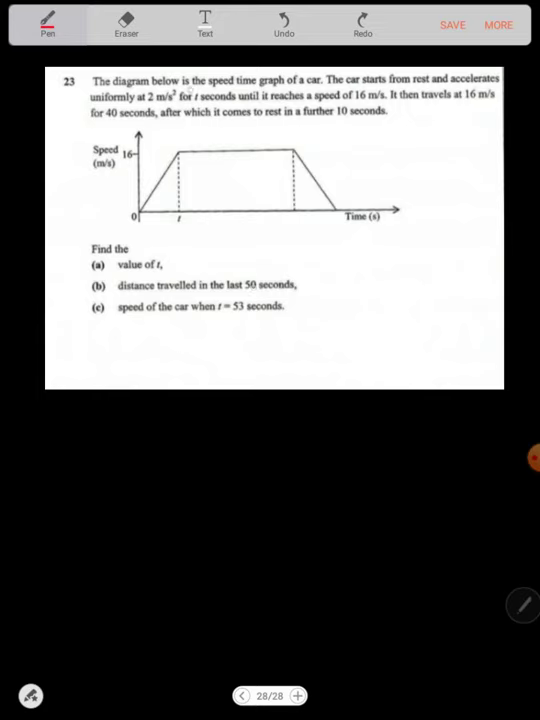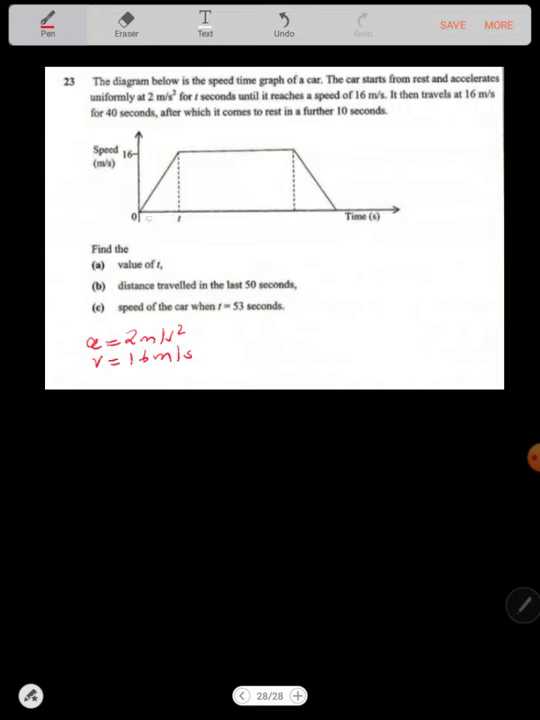So the question says, the diagram below is a speed time graph of a car. The car starts from rest and accelerates uniformly at 2 meters per second squared. So we have acceleration as 2 meters per second squared. Until it reaches a speed, velocity, of 16 meters per second. It then travels at 16 meters per second for 40 seconds, after which it comes to rest in a further 10 seconds.